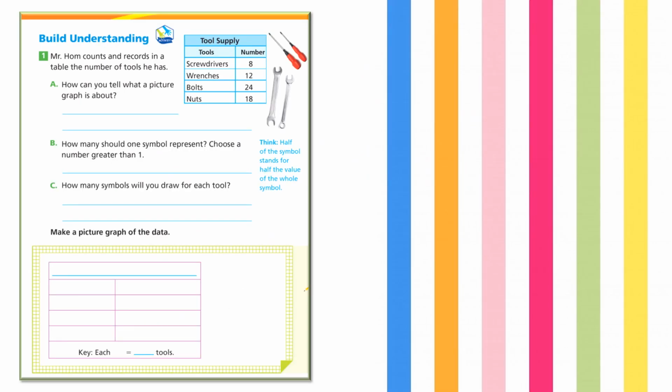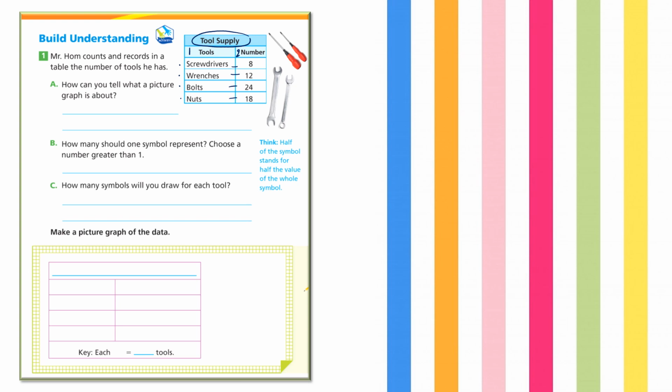Now let's look at the build understanding on lesson 2, and we'll start with number 1. Mr. Hom counts and records in a table the number of tools he has. And if we look at our table, we notice that it has a title and it's called Tool Supply. And then there's 2 columns, column 1 and column 2. Column 1 is labeled tools, and column 2 is labeled number. And it's really important to label our tables or our graphs so that when anyone reads it, they understand the information being shown. So underneath tools, it gives you 4 different types of tools: screwdrivers, wrenches, bolts, and nuts. And underneath the number, it tells us how many for each corresponding tool. So 8 screwdrivers, 12 wrenches, 24 bolts, and 18 nuts.